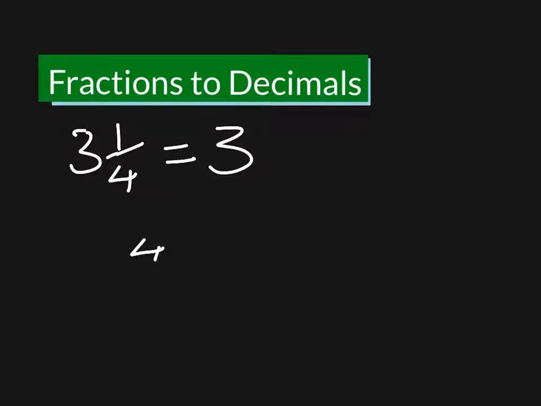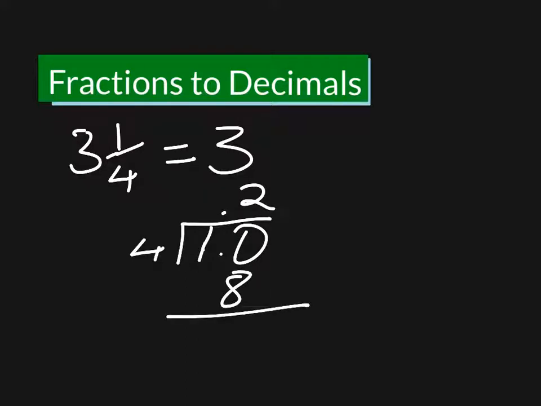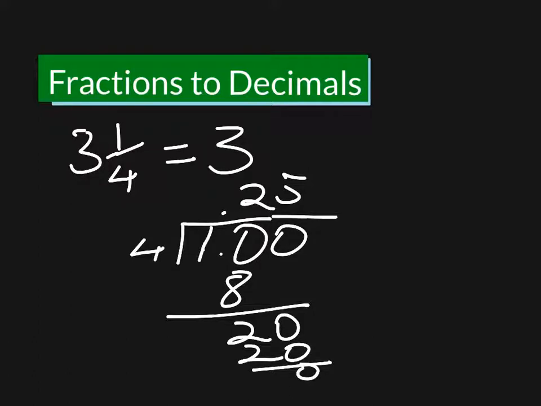In this case, we divide 4 into 1, doesn't go. 4 goes into 10 twice. 2 times 4 is 8. We subtract, we get 2. Okay, but we can't have a remainder, so let's add another 0 and bring that down. 4 goes into 20 5 times. Okay, so 3 1/4 is equal to 3.25.